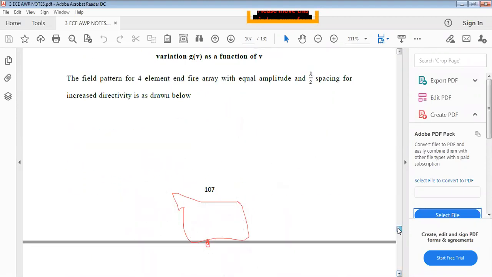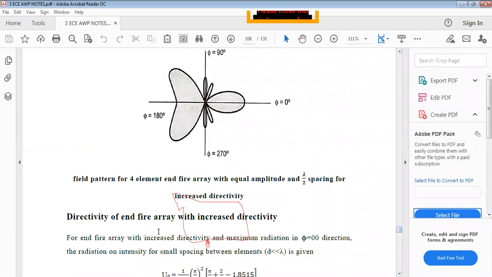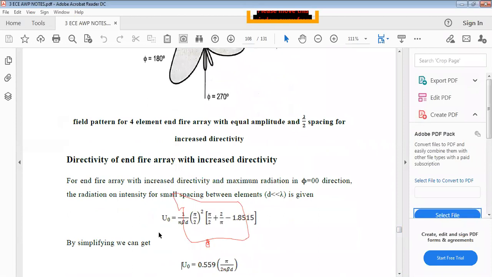This pattern multiplication method is completely a pictorial representation. The basic principle behind pattern multiplication is that the resultant radiational pattern or radiational characteristics of the array is obtained by multiplying the radiational characteristics of a single antenna with that group.